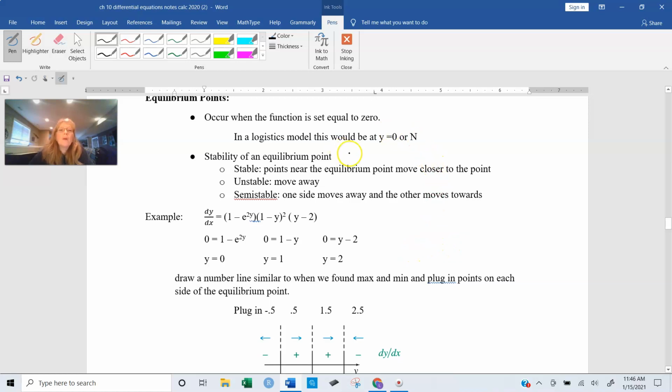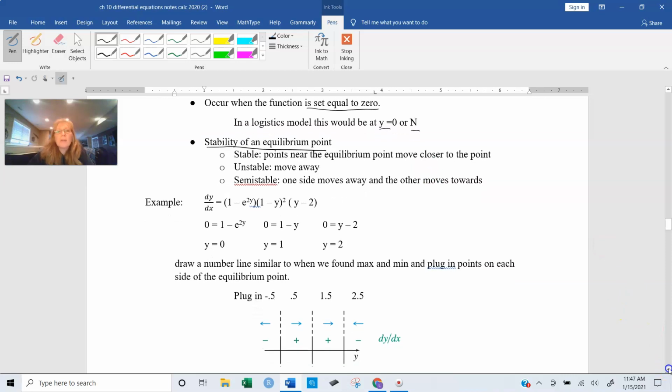Okay, an equilibrium point occurs when the function is set equal to 0. In the logistic model, y equals 0 or it equals n, because we have the top or the bottom. We know it's a stable point if, when it nears the equilibrium point, it moves closer to the point from both sides. It's unstable if it moves away, semi-stable if one moves away and one moves towards. So let's see if we can get you some examples of this.